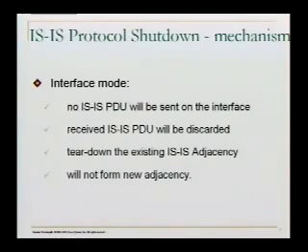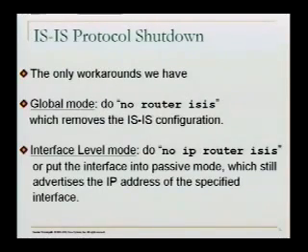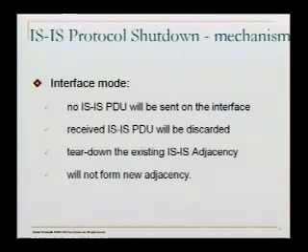So when you have the no router ISIS, you actually have a CLI, which in this case is a shutdown on the interface mode. That means no PDUs will be sent on the interface, and the received PDUs, which is basically a packet, protocol data unit, will be discarded. And if there is an existing adjacency, it will be torn down, and we will not form any new adjacencies.